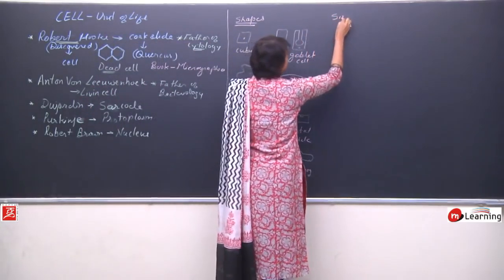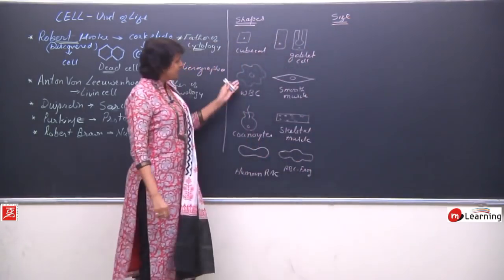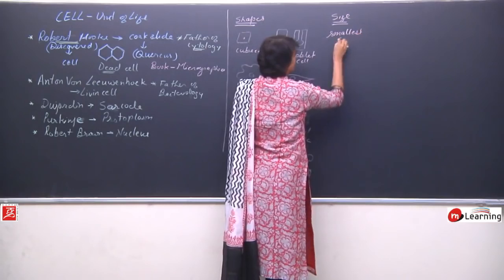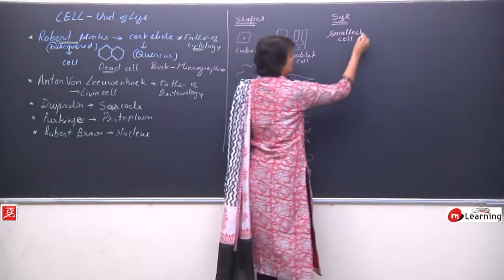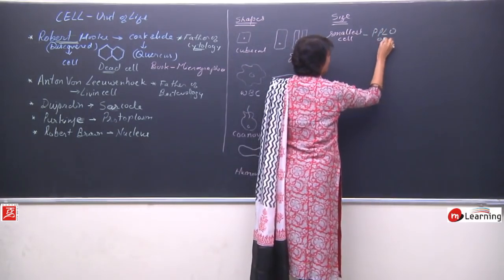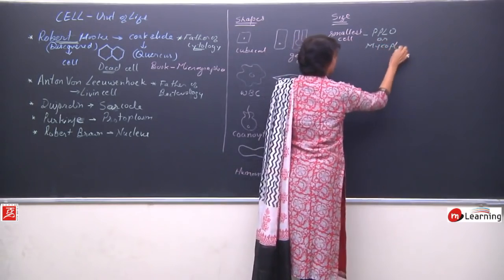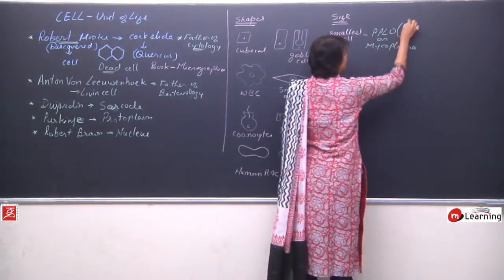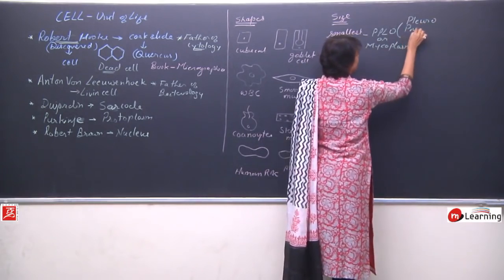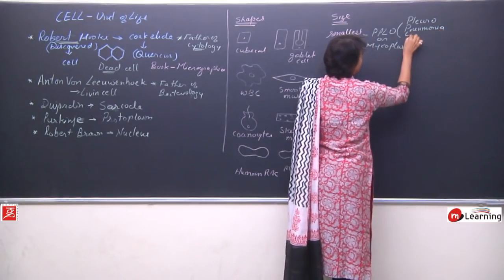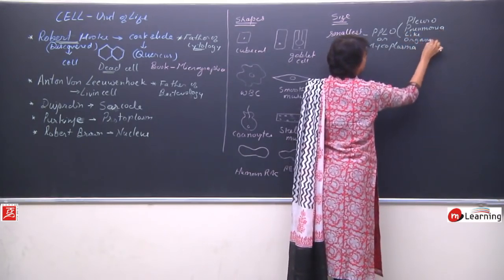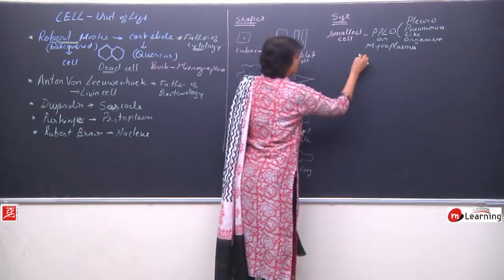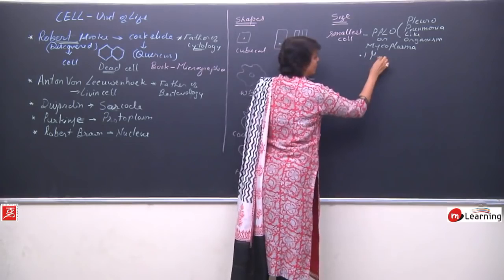Let us talk about the size. What is the size of a cell? As the shapes are variable, sizes are also variable. The smallest cell is PPLO, or it is also known as mycoplasma. PPLO, the full form is pleuropneumonia-like organism. It is placed between viruses and bacteria. This is the smallest cell. The size is approximately 0.1 micrometers.